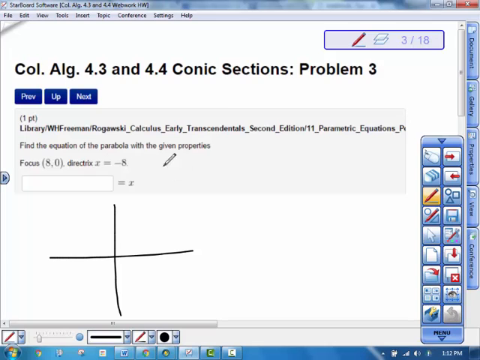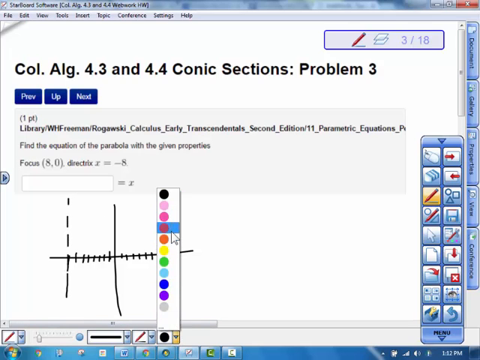Say we have a focus at (8, 0), which is right here, and the directrix is the line y equals negative 8. Here's the directrix. That means this parabola looks like this, because we know all the points are equidistant from the focus and the directrix; this distance here and this distance here are the same. We also know that p is 8 now, which is pretty handy.